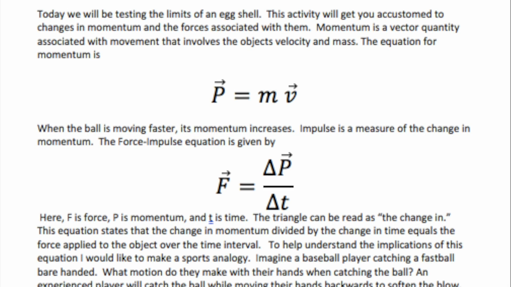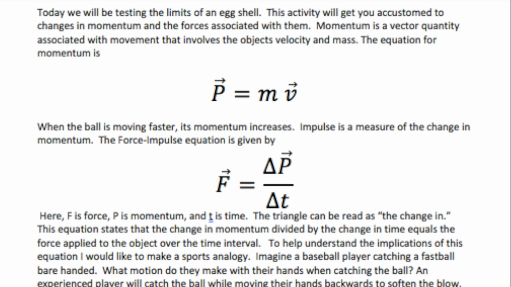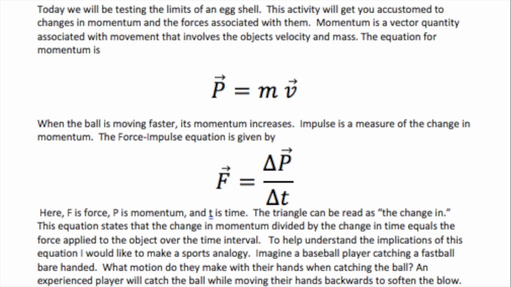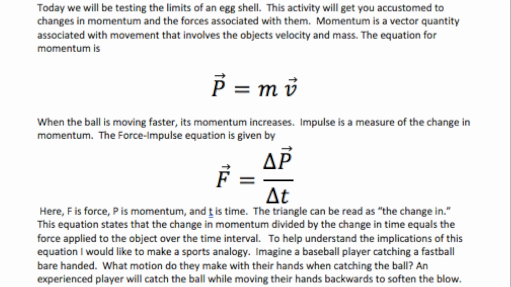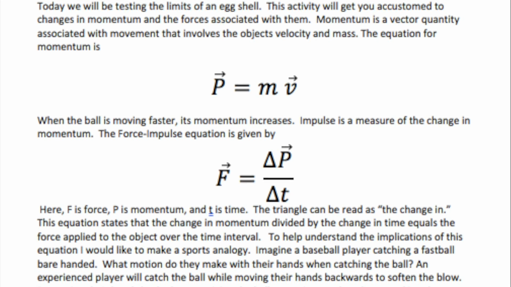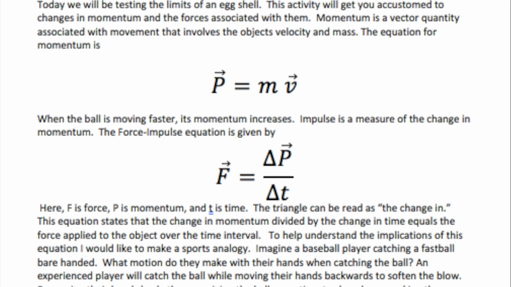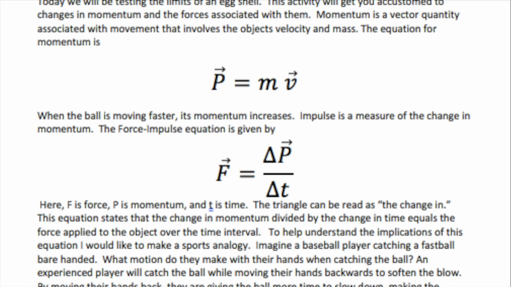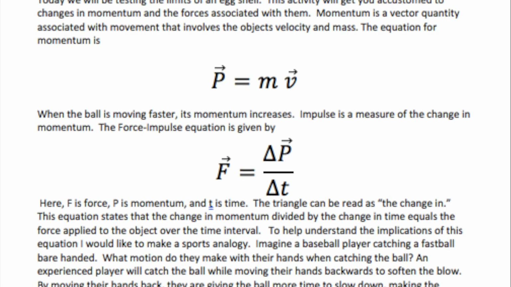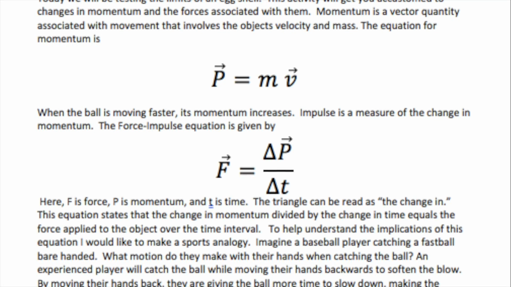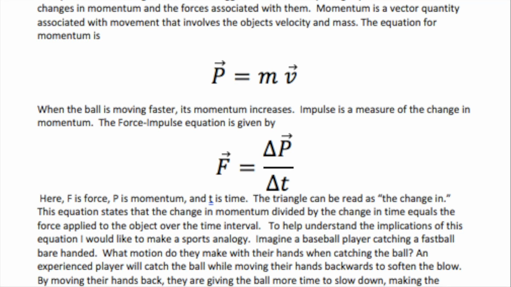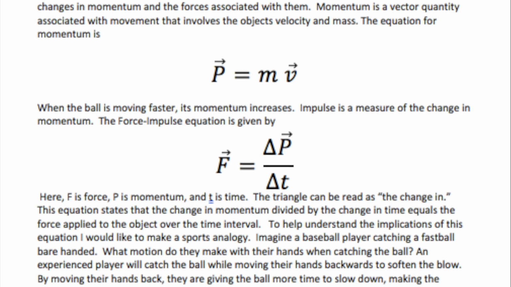Impulse is a measure of the change in momentum. The force impulse equation is given by F = ΔP/Δt. That triangle is called a delta. F is force. The students should be familiar with this quantity already from learning Newton's laws. Delta P is called impulse. People also use J, but I think it's more useful to include delta P. And t is just time.